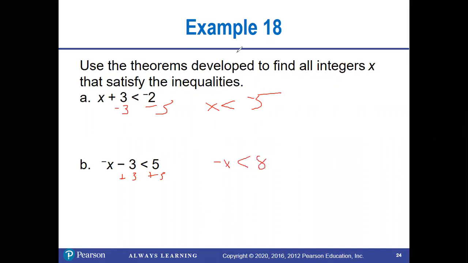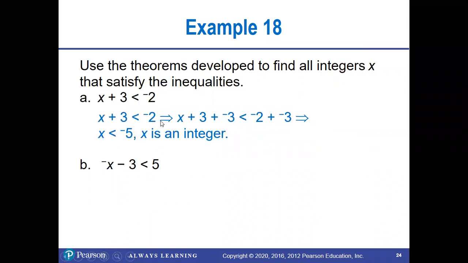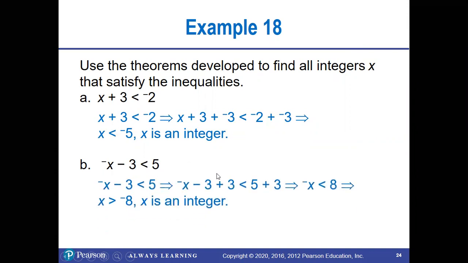But now I have to divide by -1, or multiply by -1, and that's going to change everything to be greater than -8. To show you again, but in their version, there we go. Add or subtract 3 on both sides, doesn't do anything. Add 3 to both sides, get 8, get rid of the negative, that's when that flips the symbol.